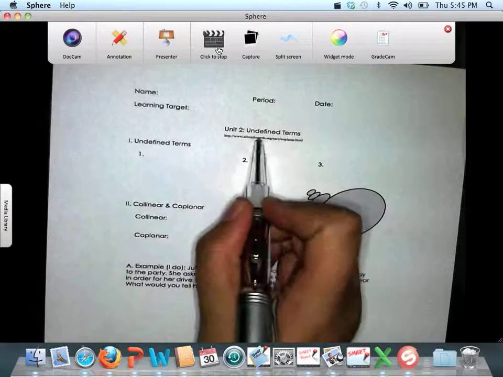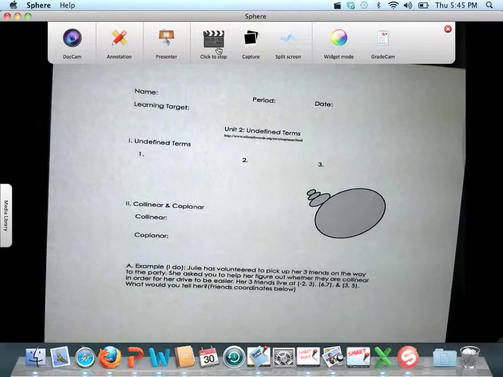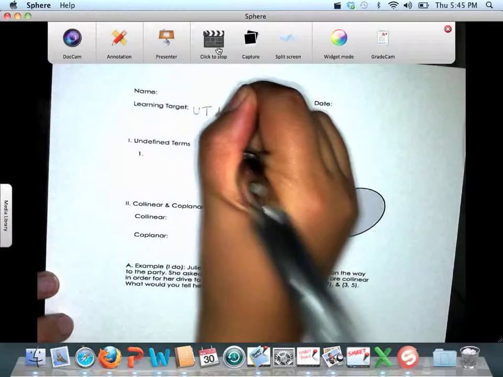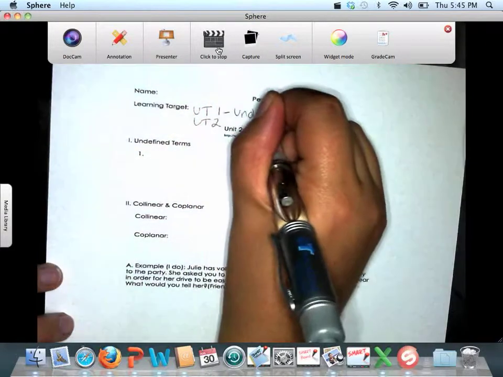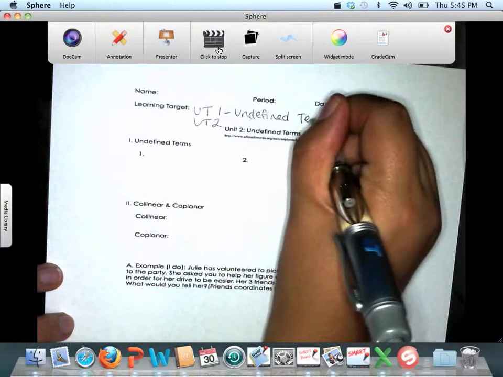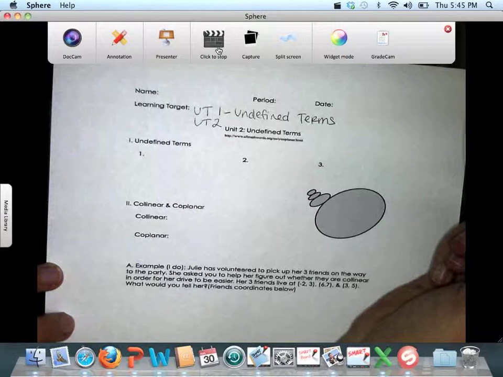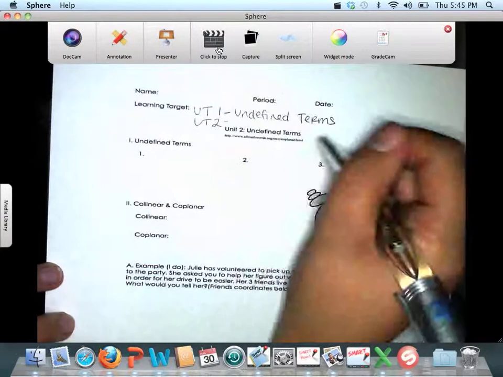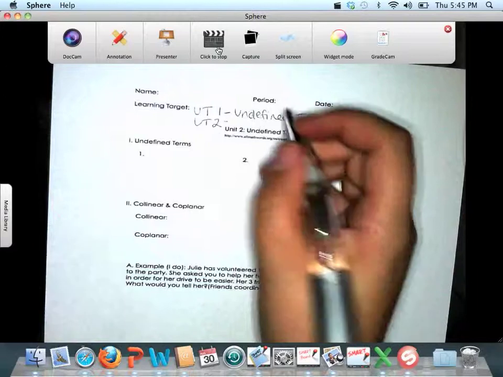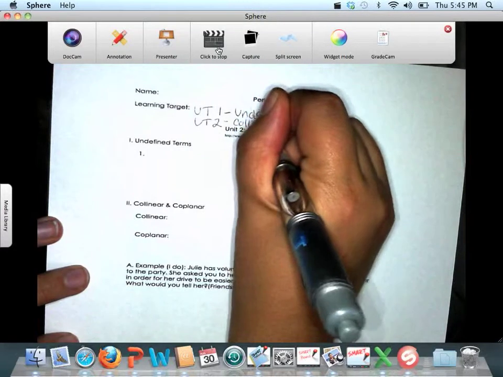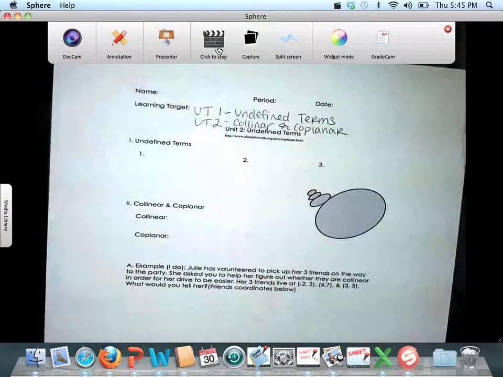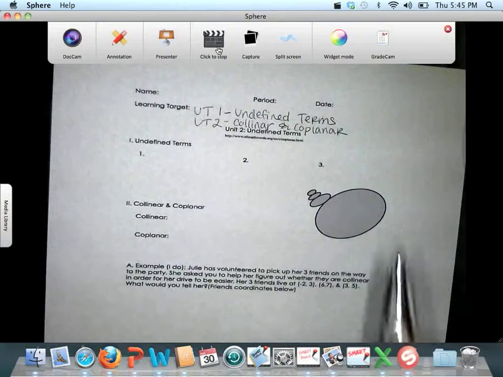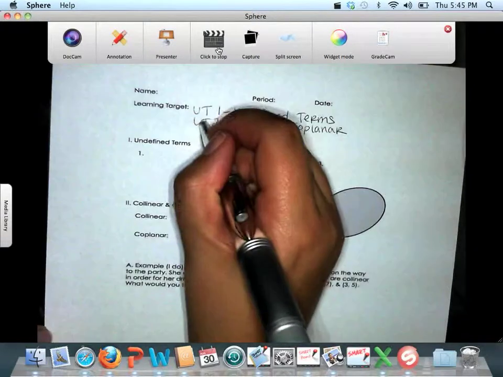Lesson all about undefined terms. This is the first lesson in the undefined terms unit, and it covers UT1 and UT2. Now, UT1 is all about undefined terms, and UT2 is all about collinear and coplanar. Okay? So these are the two learning targets that it goes over.